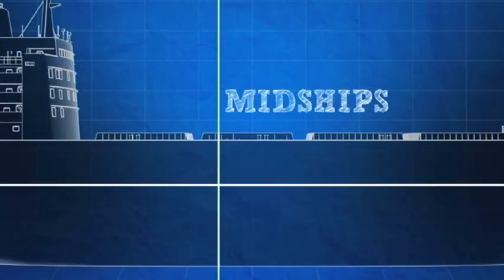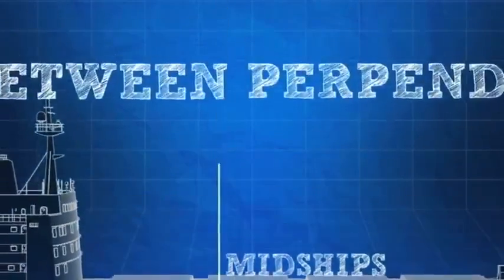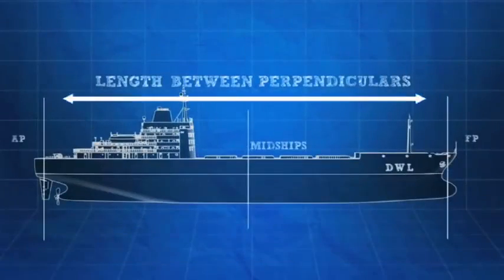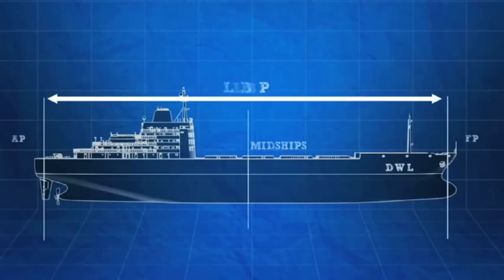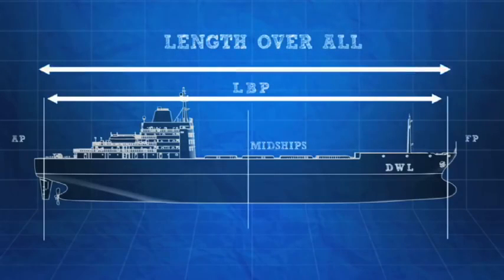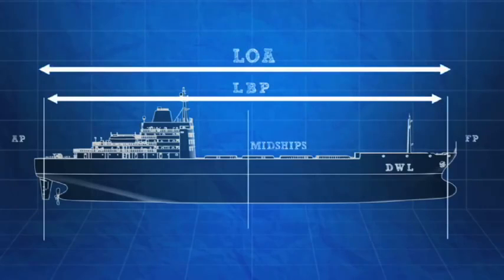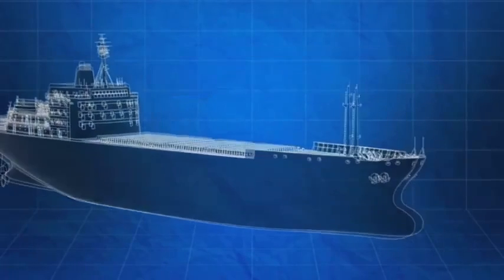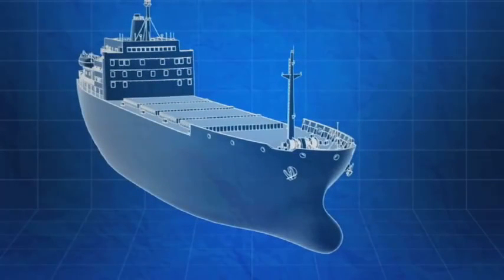Midships is the horizontal point halfway between the forward and aft perpendiculars, and the length between perpendiculars, or LBP, is the total horizontal distance between the forward and aft perpendiculars. Length overall, or LOA, is the total length of a ship at its longest point. Note that this may be a little longer than the LBP because a ship can extend slightly past the perpendiculars.